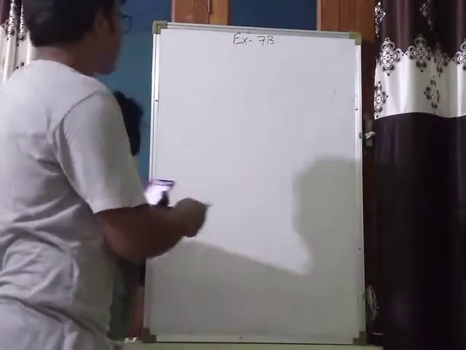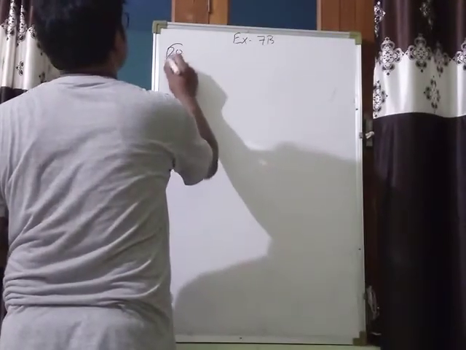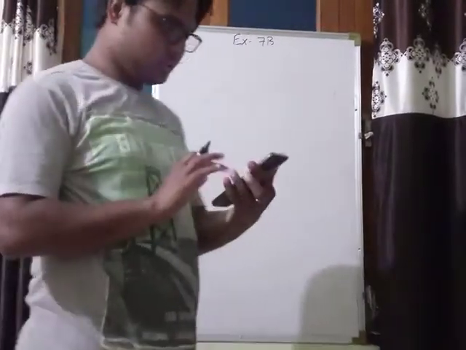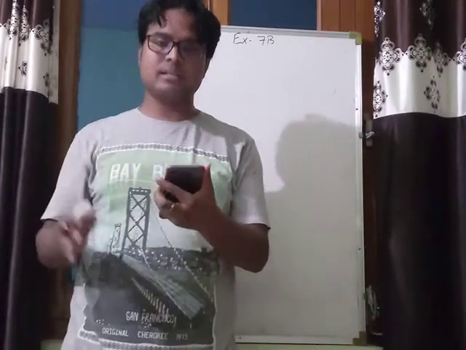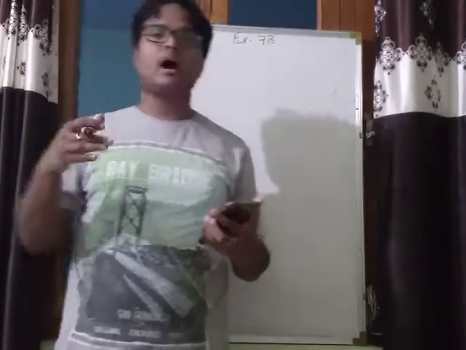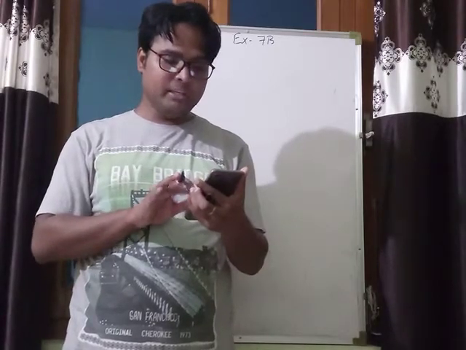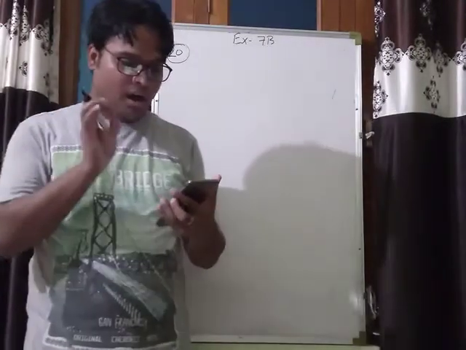Now we will solve question number 20. Read everyone, question number 20. The ages of Sonal and Manoj are in ratio 7:5. 10 years hence, which means after 10 years, the ratio of their ages will be 9:7. Find their present ages.